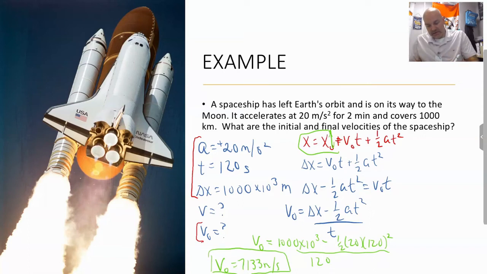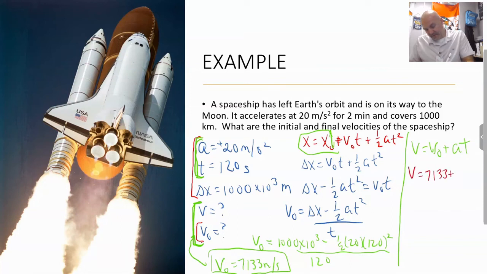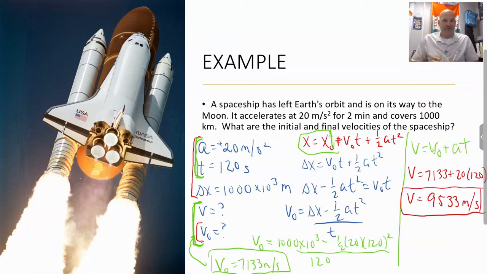Okay. Now we have that factor, and so if I want to make it easy on myself, I look at these four, leave the delta x out of it, and get v equals v0 plus at. And so I end up with v equals 7133 plus 20 times 120. So make your life a little bit easier by choosing the right equations. And so we find that the final velocity is 9,533 meters per second.